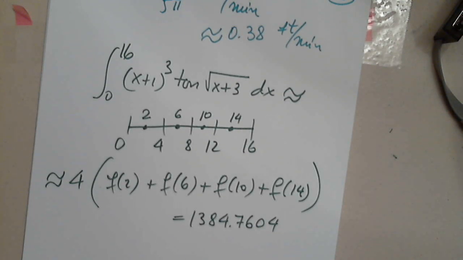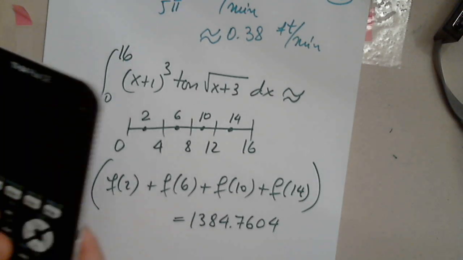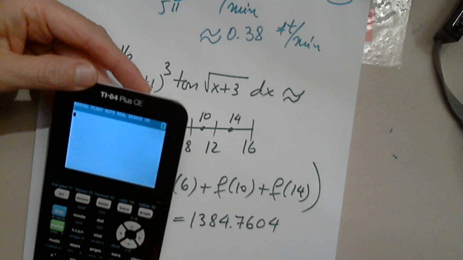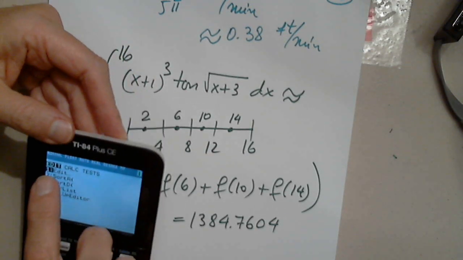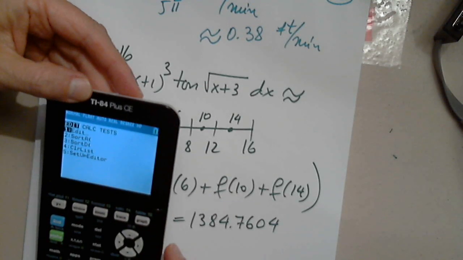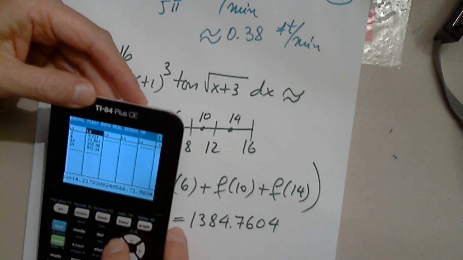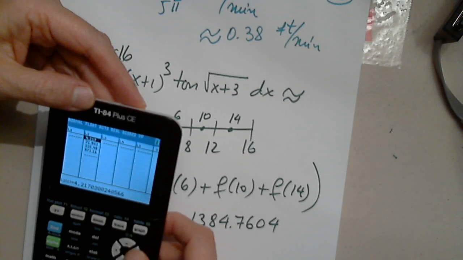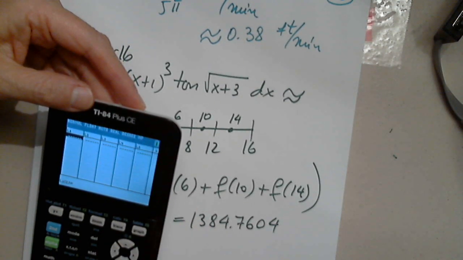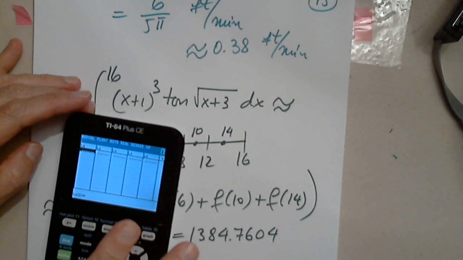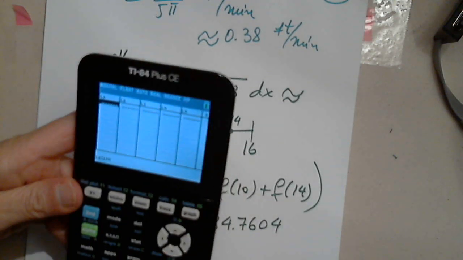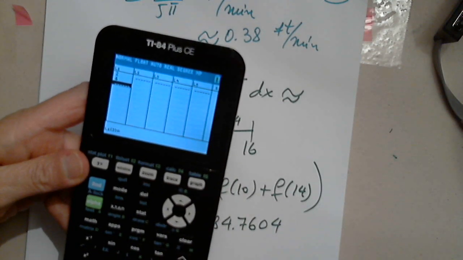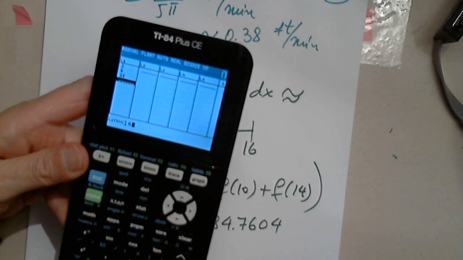Could you go over how you did the list thing? Yes, yes. Let's do that again. So let's go to stat. And we want to edit. So press enter. I'm going to delete everything I have because I want to do it again with you, step by step, okay? So in list L1, I want to put in just x values, 2, 6, 10, and 14. 2, enter, 6, enter, 10, enter, and 14, enter.